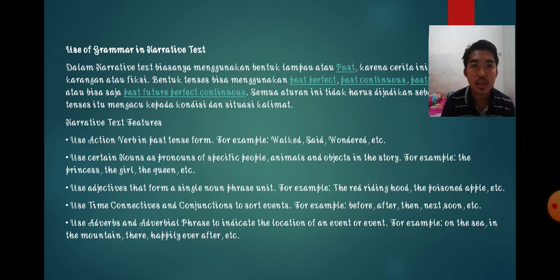And then, use adjectives that form a single noun phrase unit. For example, the red riding hood, the poison apple, and etc. And next, use connections and conjunctions to start an event. For example, before, after, then, next, soon, and etc. And then use adverbs and adverbial phrases to indicate the location of an event. For example, on the sea, in the mountains, there, happily ever after, and etc.